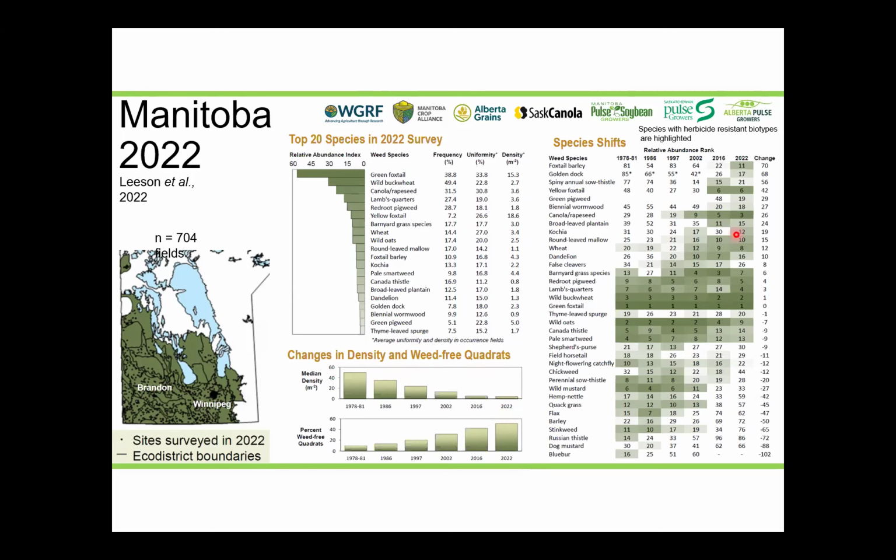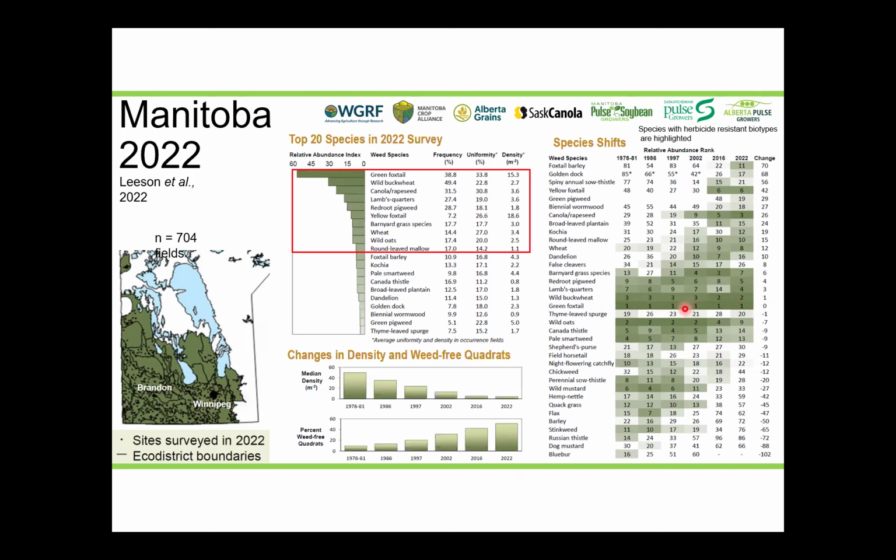And then over here, we've got basically species shifts. You can see foxtail barley has moved up significantly since the surveys have been done in this form over the last 40 years. And green foxtail has basically stayed the same. It's right here. It's basically been our number one weed all the way through. And there's a few more things.